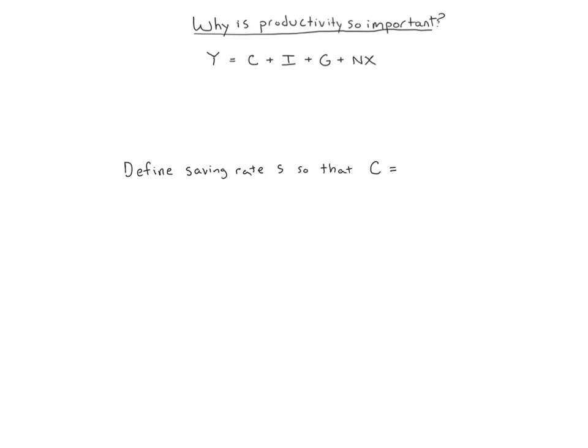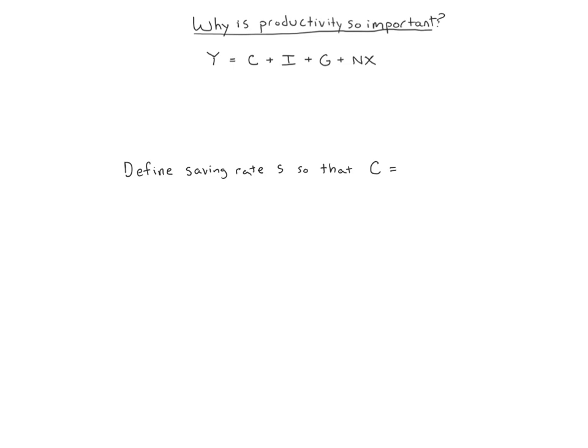And the short answer for why it's so important is that productivity is closely connected to a country's standard of living. A country that's more productive will typically have a higher standard of living. So what we'll do for the rest of this lecture is first think about how we can measure standard of living economically, and then see how that standard of living measure is connected to productivity.